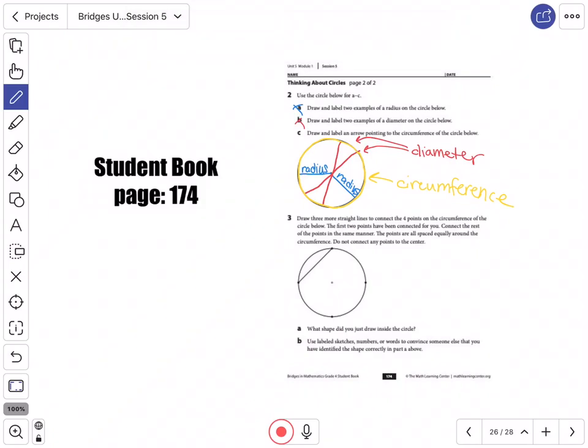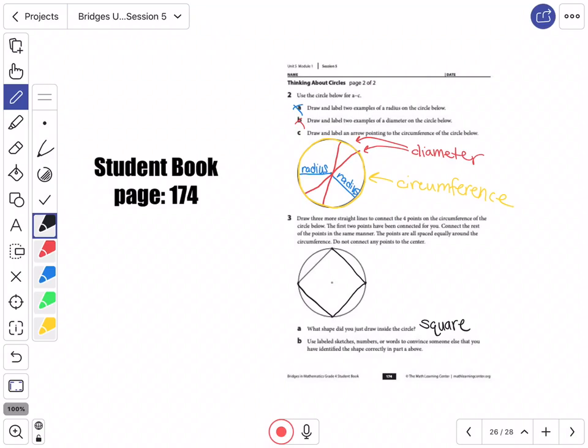Now, for number 3, it says, draw 3 more straight lines to connect the 4 points on the circumference of the circle below. The first 2 points have been connected for you. Connect the rest of the points in the same manner. These points are all spaced equally around the circumference. Do not connect any points to the center. Okay. And then it says, we're going to answer the questions after that. I'm going to go ahead and use black here. I'm going to connect, connect, and connect.